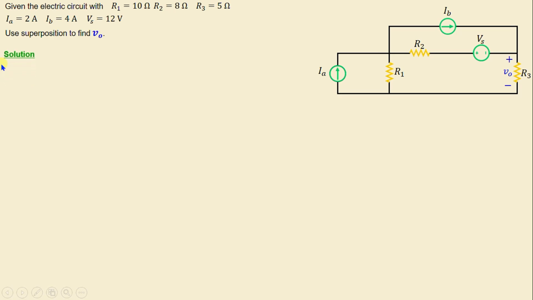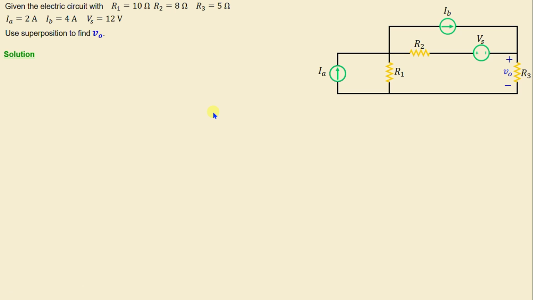First, we begin by identifying each independent source in this circuit. This step provides a clear understanding of the source that will be analyzed separately. In this circuit, we can observe 3 independent sources, 2 independent current sources IA and IB, and 1 independent voltage source VS.